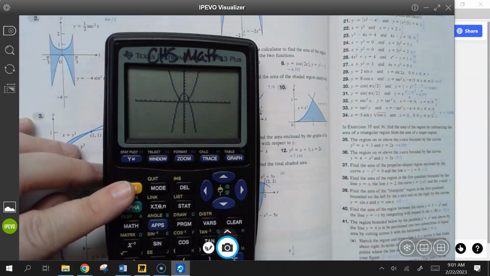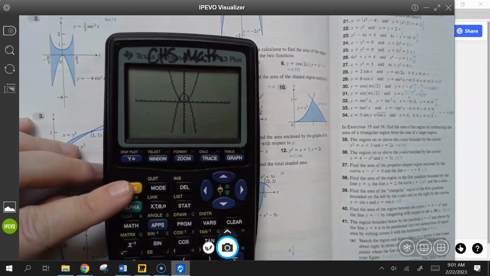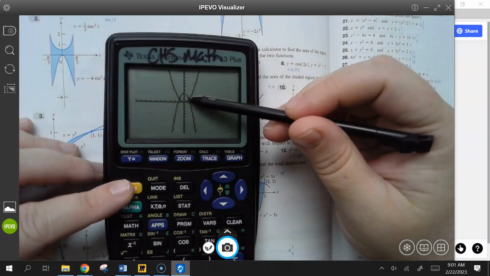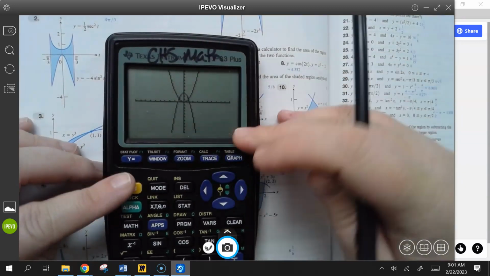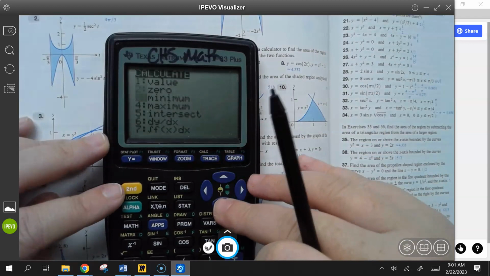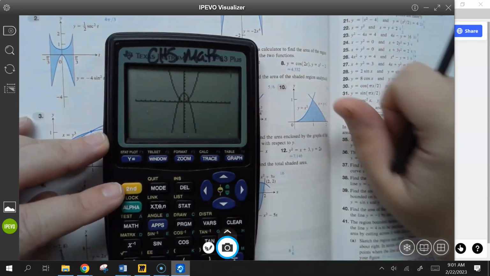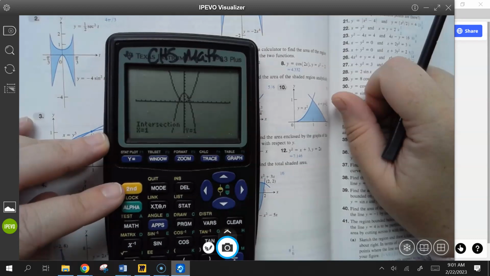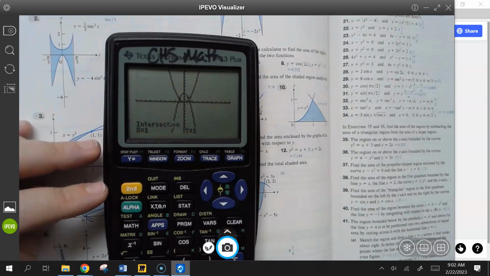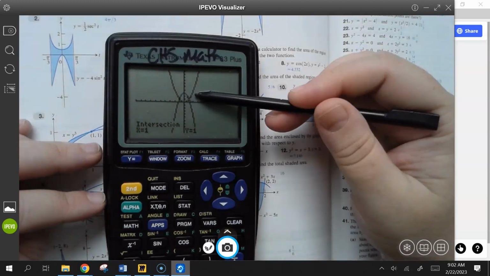These are symmetric. These haven't been shifted left or right any, so they're symmetric about y. So whatever this intersection point is here, it's going to be reflected over here. So I really only need to calculate it once. Let's see. Intersect. 1, 1. So I'm going to go from -1 to 1.